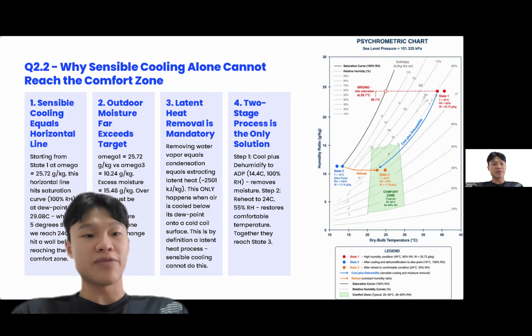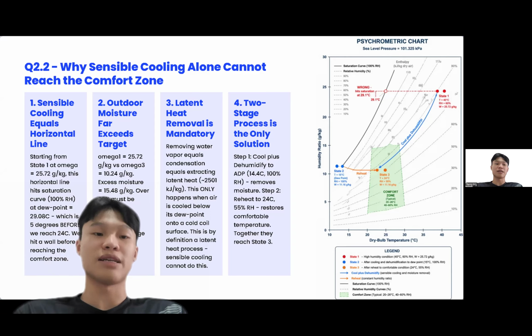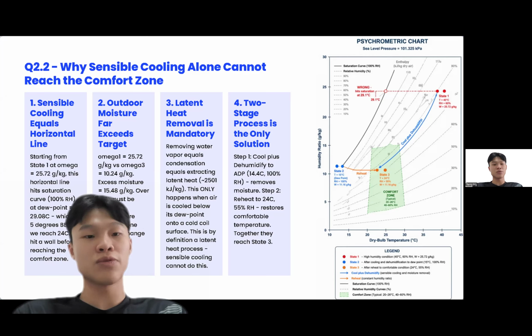Removing water vapor from the air requires condensation, which extracts the latent heat of vaporization, approximately 2501 kilojoules per kilogram. This only happens when air is cooled below its dew point onto a cold coil surface. Sensible cooling by definition cannot do this.